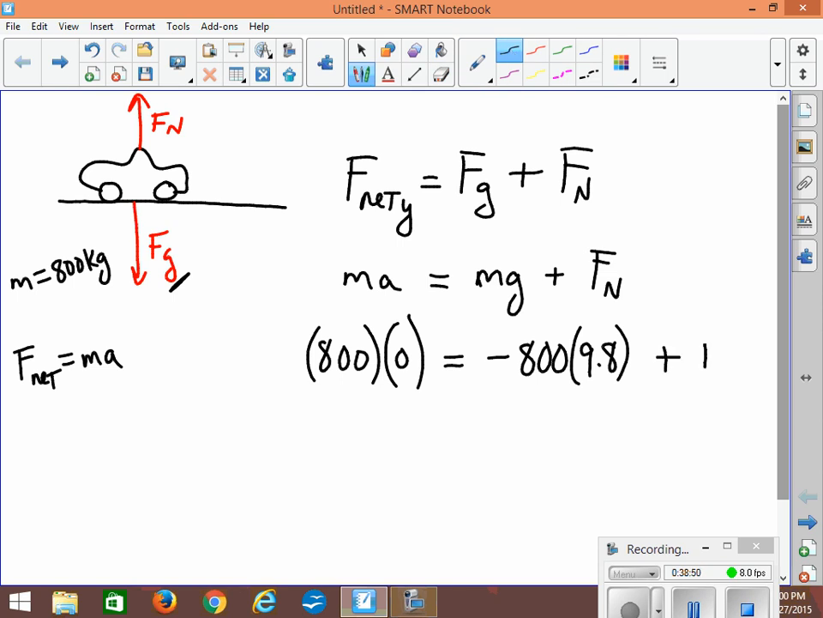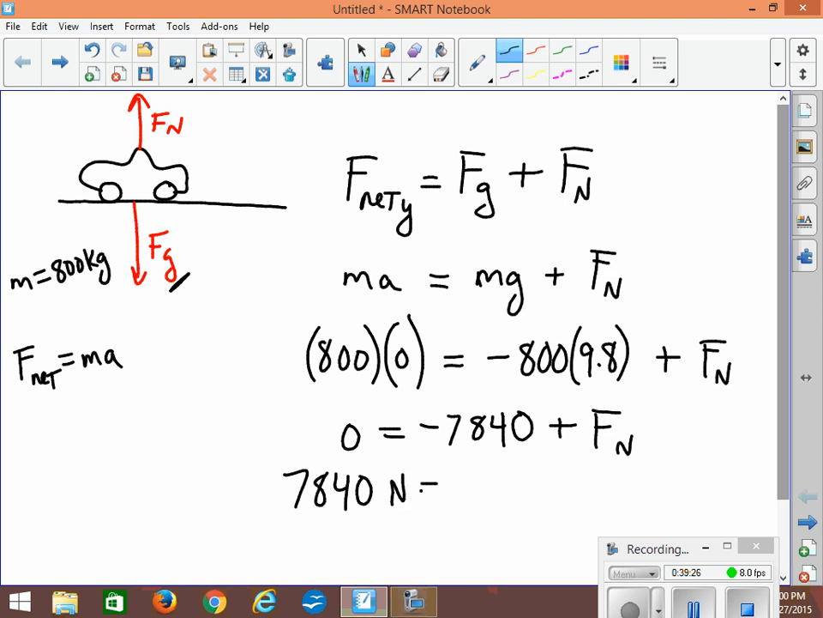And that leaves me with plus Fn over here. And so we have 0 equals, okay? Now if you multiply this, 8 times 8 is 64. And 9 times 8 is 72. It's 784. And of course we're going to multiply by that. We have one decimal place. So I think it comes out to about 7840. And minus, because of the minus sign, which is basically telling us that it's down. And we move it to the other side, and the same thing happens. 7840 newtons is the normal force. Excellent. And that's the answer to that.